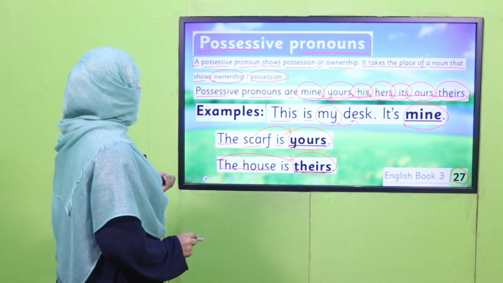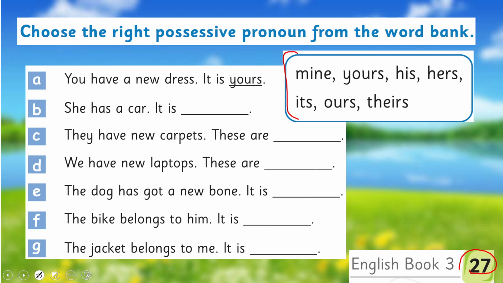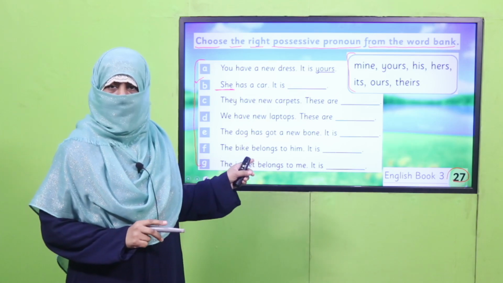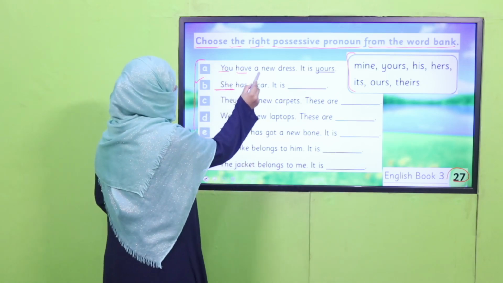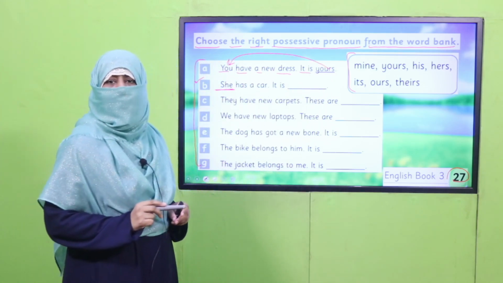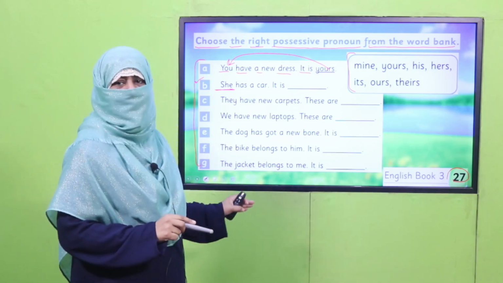All right, so it's an exercise again given on page number 27. The word bank is there and the sentences are here. What you are going to do, choose the right possessive pronoun from the word bank. Take a pronoun and complete the sentence that should agree with the noun or pronoun already used in the sentence. Okay, one is done for you. You have a new dress. It's yours. Okay, so likewise you will complete all these sentences. Now pause the video and complete this exercise.